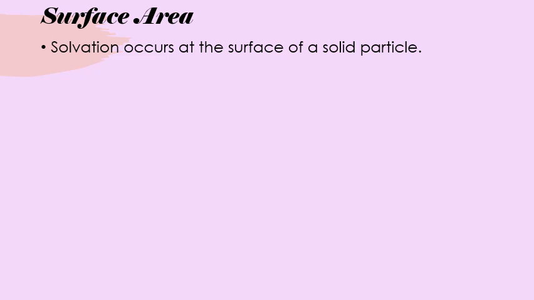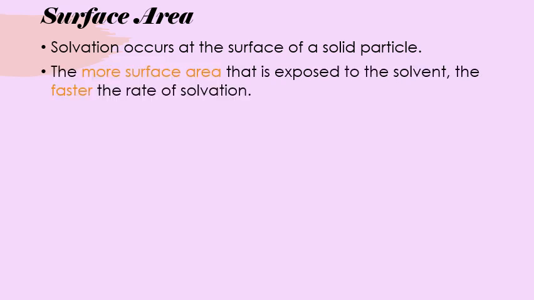Solvation, that process of a solid dissolving, happens at the surface of a solid particle, because it's that outer surface of your particle that is exposed to your solvent. So the more surface area that's exposed, the faster the rate of solvation will be. Guys, that just makes sense, right? The more area available for the solvent to get in there and start breaking apart your solid solute, the faster it's going to dissolve. I'm not trying to make this hard. Some of these things just make total common sense.